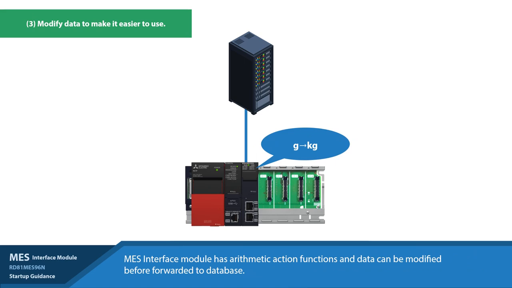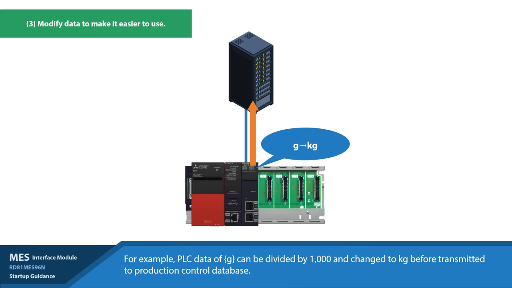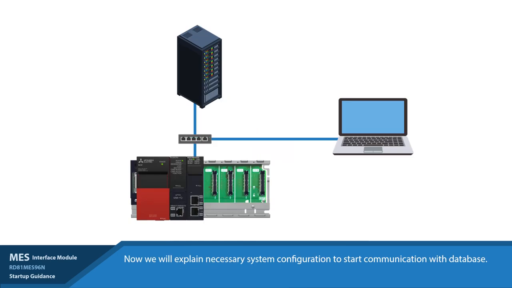The last part is the conversion of any needed data from the PLC. The MES Interface Module has the ability to convert units or apply arithmetic functions as needed. From here, the data can be sent up to the production control database to be used for shipping details, advanced analytics, visualization, and/or real-time reporting. Up next, we'll talk about the hardware used in this example scenario.